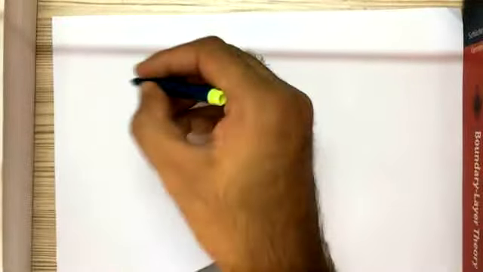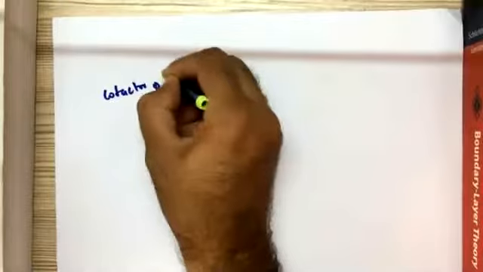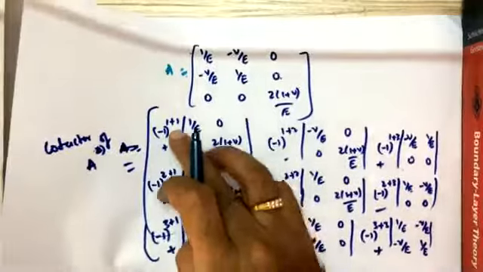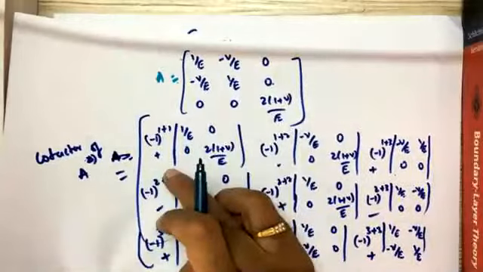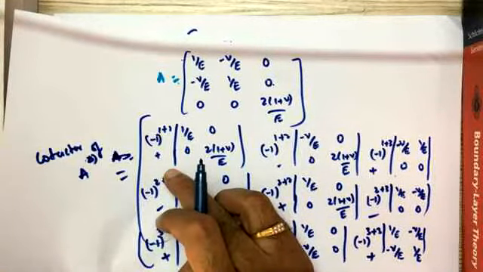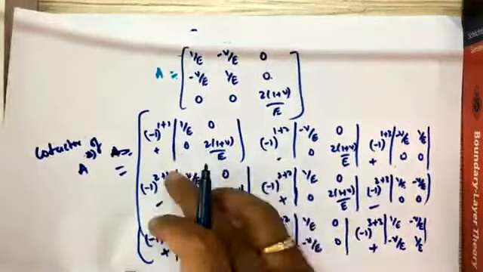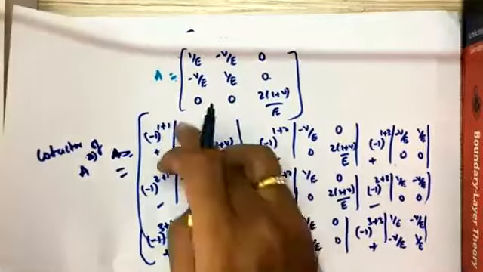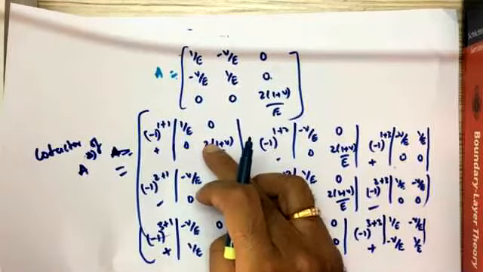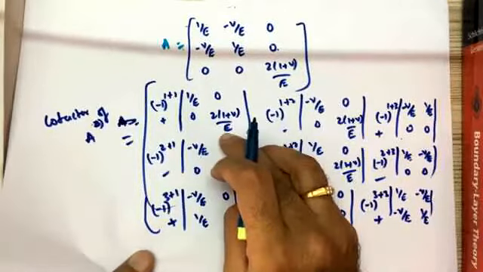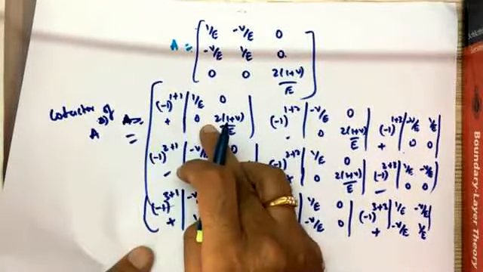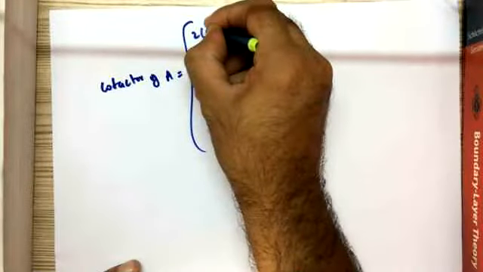So now cofactor of A is equal to minus 1 whole power 1 plus 1, that is positive, times the determinant of 1 by e, 0, 0, 2 into 1 plus nu by e. What is the determinant? 1 by e into 2 into 1 plus nu by e minus 0 into 0 is 0. So 1 by e into 2 into 1 plus nu by e is 2 into 1 plus nu by e square, right?